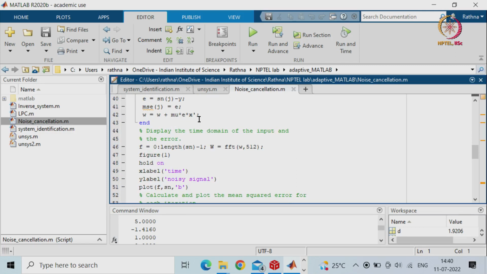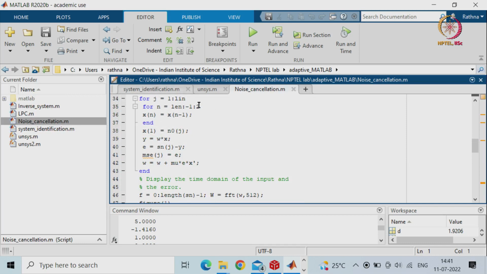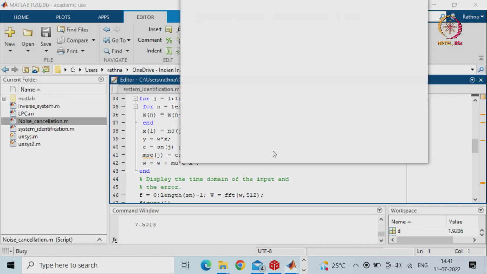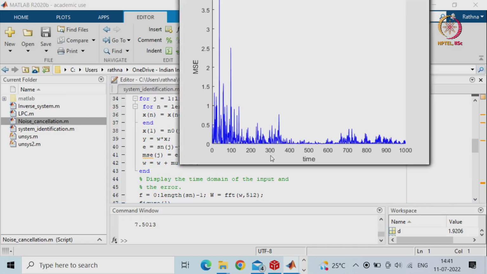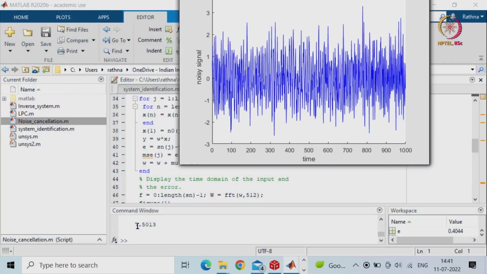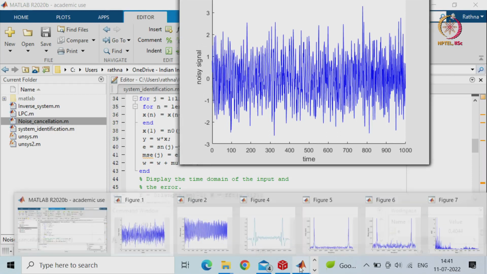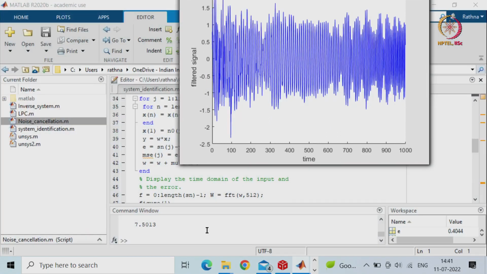Even the weight function, you start from 0 and then you will be trying to adjust your weights based on your application. So, we will run the thing. You will be seeing that so many waveforms have got generated. Figure 1 shows, in the time domain, this is time and this is the noisy signal that we have, and we will see the next figure. This is figure 2.